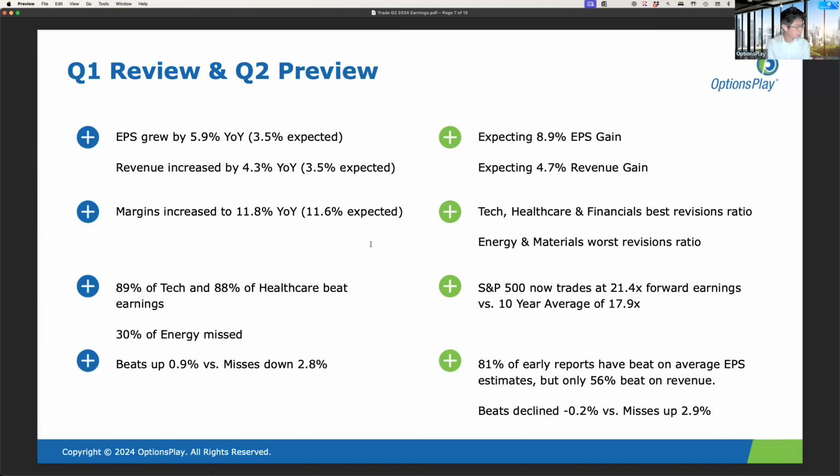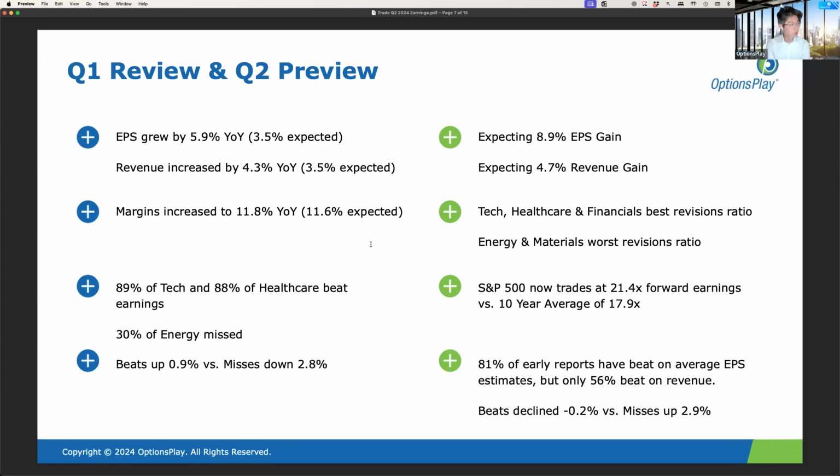And the response from market participants was fairly balanced. Certainly not skewed to the upside. Beats gained about 0.9% a day after earnings, versus misses were down about 2.8%. So certainly skewed a little bit more to the downside, but a lot more companies beat than miss, which is why we continue to see the S&P 500 continue to gain.